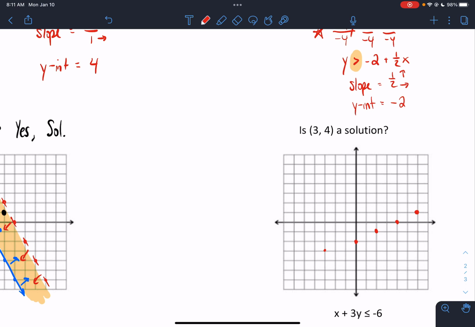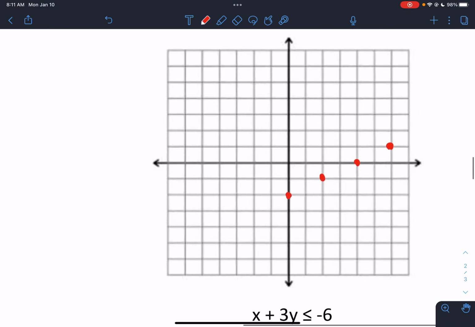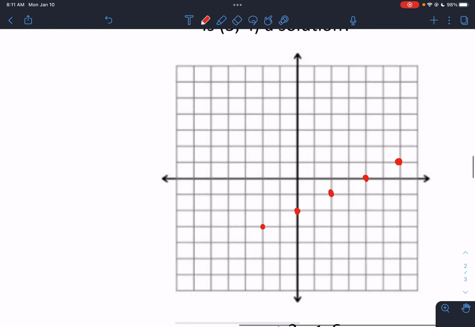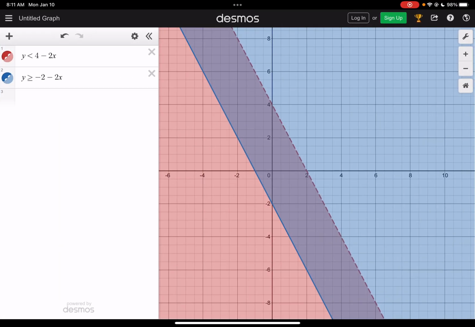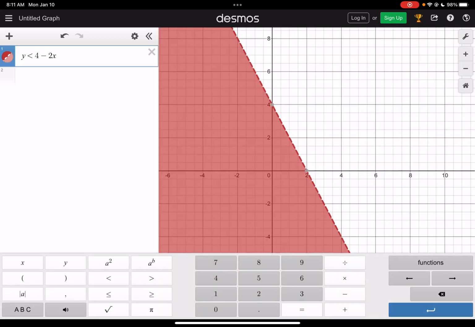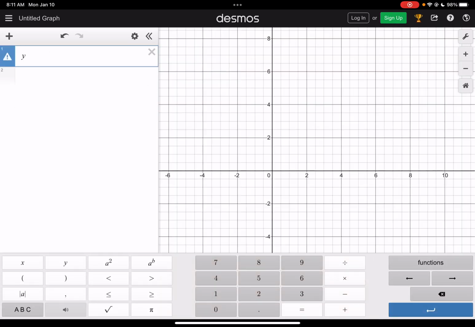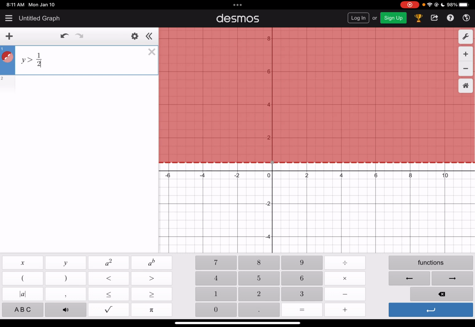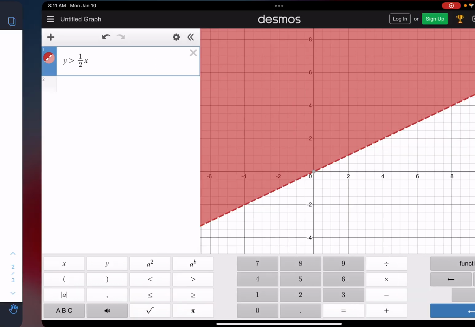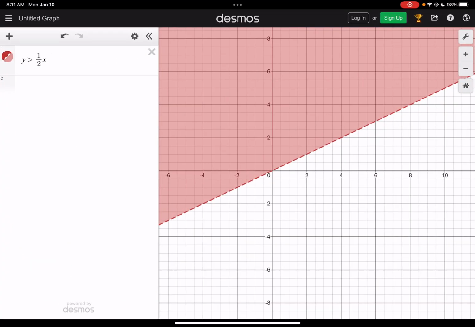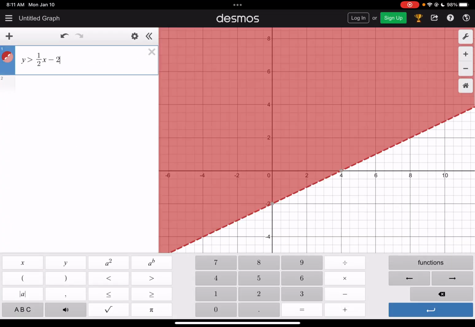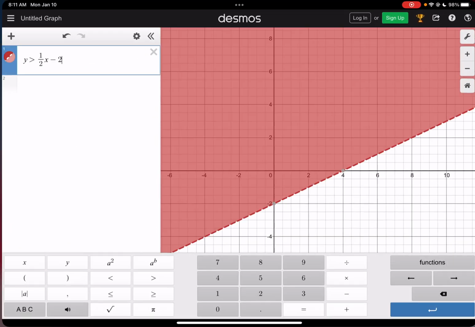There we go. So y is greater than -1/2 x minus 2. There we go. Dotted line shaded above.